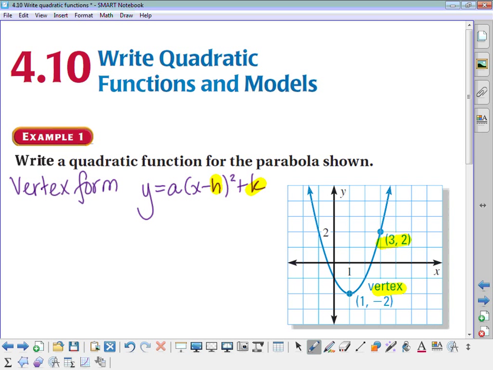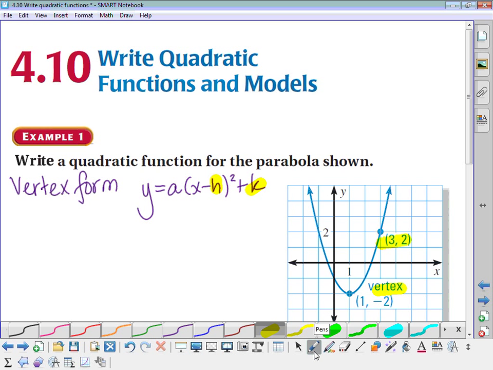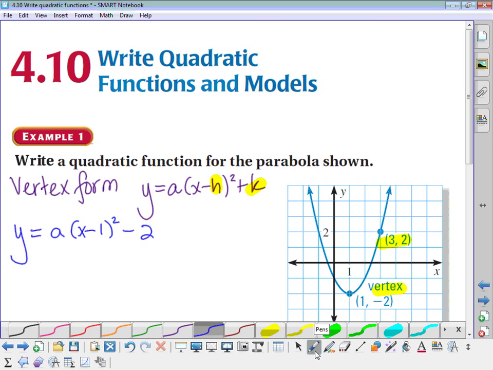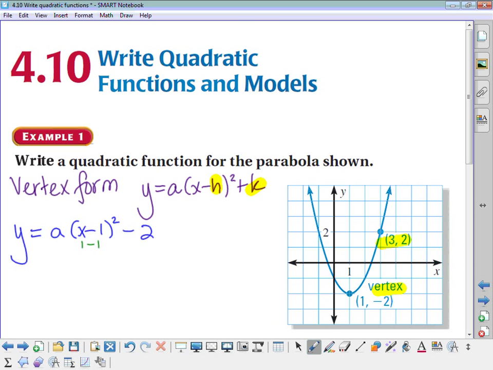So now instead of using it to graph, I'm going to take that information from the graph and put it into the equation. So for this particular one, the vertex is at 1, negative 2. So y would equal a times x minus 1 squared minus 2. Because you can see if I plug in a 1 for x, 1 minus 1 is 0 squared. Remember, we want what's in the parentheses to equal 0. And so that's going to work. So now I just have to figure out whether or not the graph is being stretched or compressed, whether a is 1 or if a is another number.